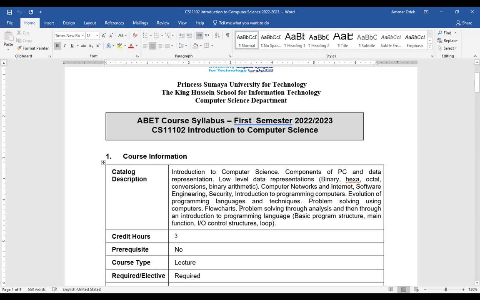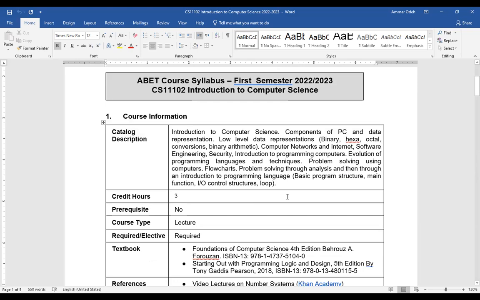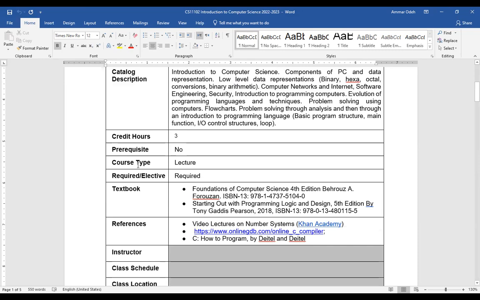Okay. Then we will cover problem solving through analysis, then through an introduction to the programming language. This is 3 credit hours, and there is no prerequisite for this course. This course is required for all the students at the King Hussein College for Computing Science. And our textbook is Foundations of Computer Science, the 4th edition or 5th, and so on.